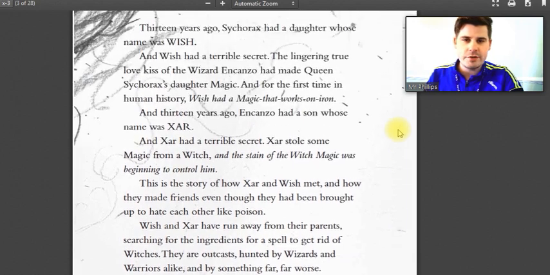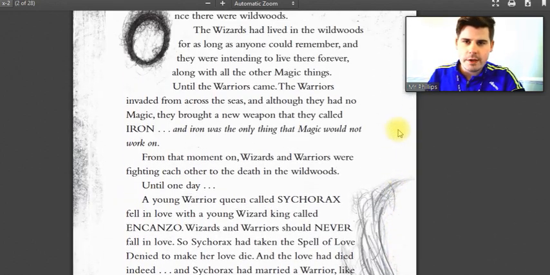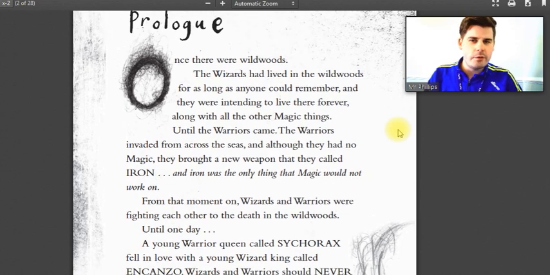So we've been introduced to quite a few different people there. Wizards and warriors, and who they should fall in love with and who they shouldn't fall in love with, and who's friends with who, and witches as well. So make sure you got a full understanding of that.